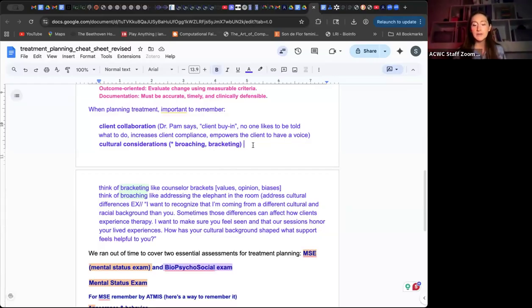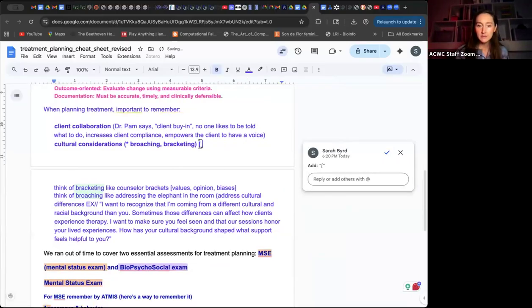Bracketing. I think of it like brackets, like this, and then inside of it, I put my values as the therapist. And this is whatever my personal values might be about anything from A to Z. When I'm working with a client, I put them inside these brackets and I put them away, no matter what they are. It could be about anything from A to Z.